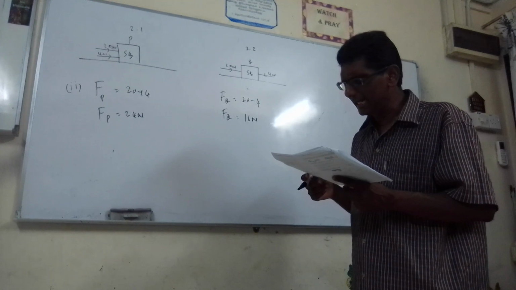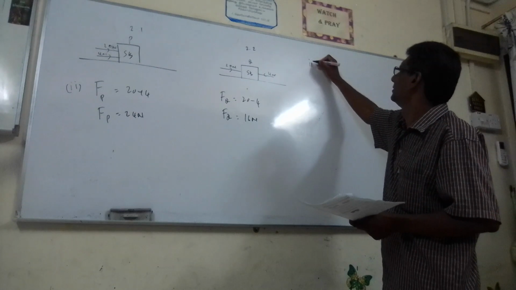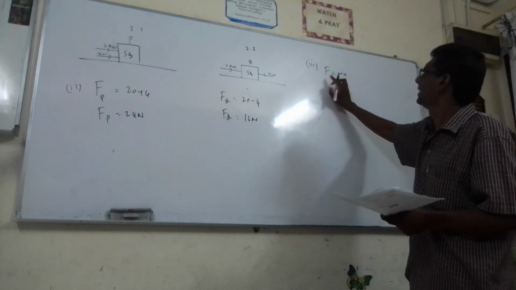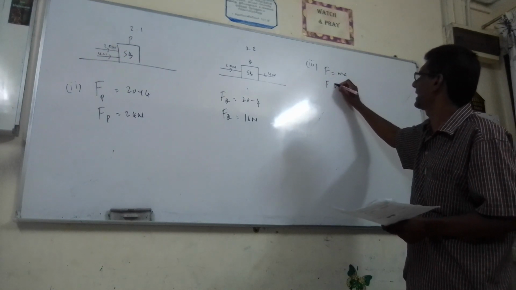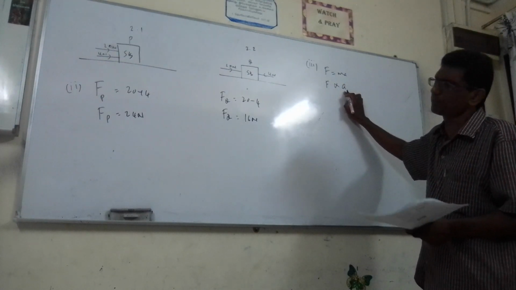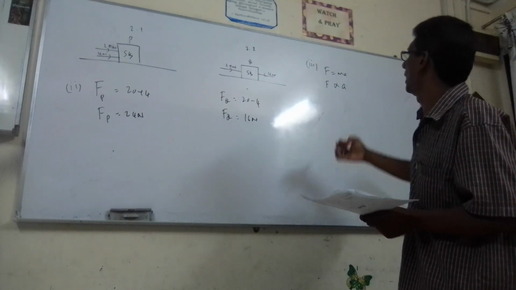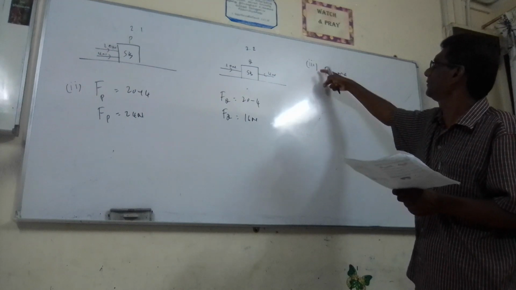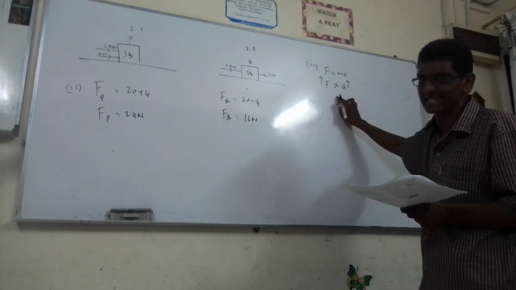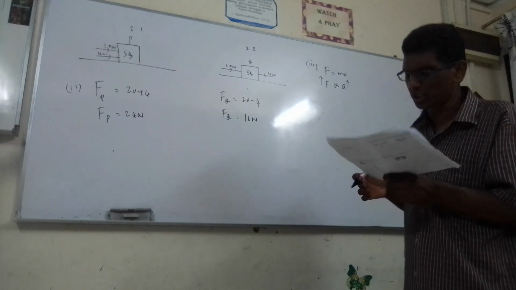Question number 3. State the relationship between resultant force and acceleration of a body. F equals ma. So the resultant force F is directly proportional to acceleration A. You must state the relationship: as the resultant force increases, acceleration also increases. That is called the relationship law.